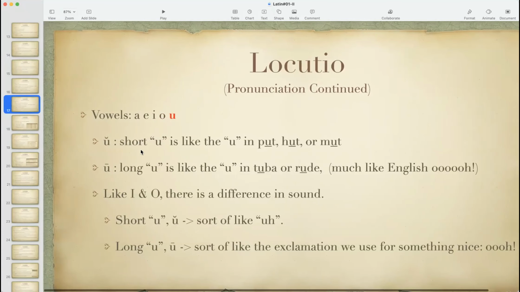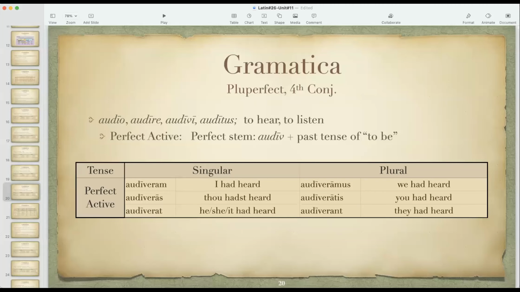And then the short U is put. Well, actually, I guess that should be hut. Put or mutt. That should be two T's, shouldn't it? And then the long U is more like an oo, tuba or rude. So not all of them map very nicely into simply a longer sound. There are some people that will strive to do that, but that's not really the way we do it in ecclesiastical Latin.